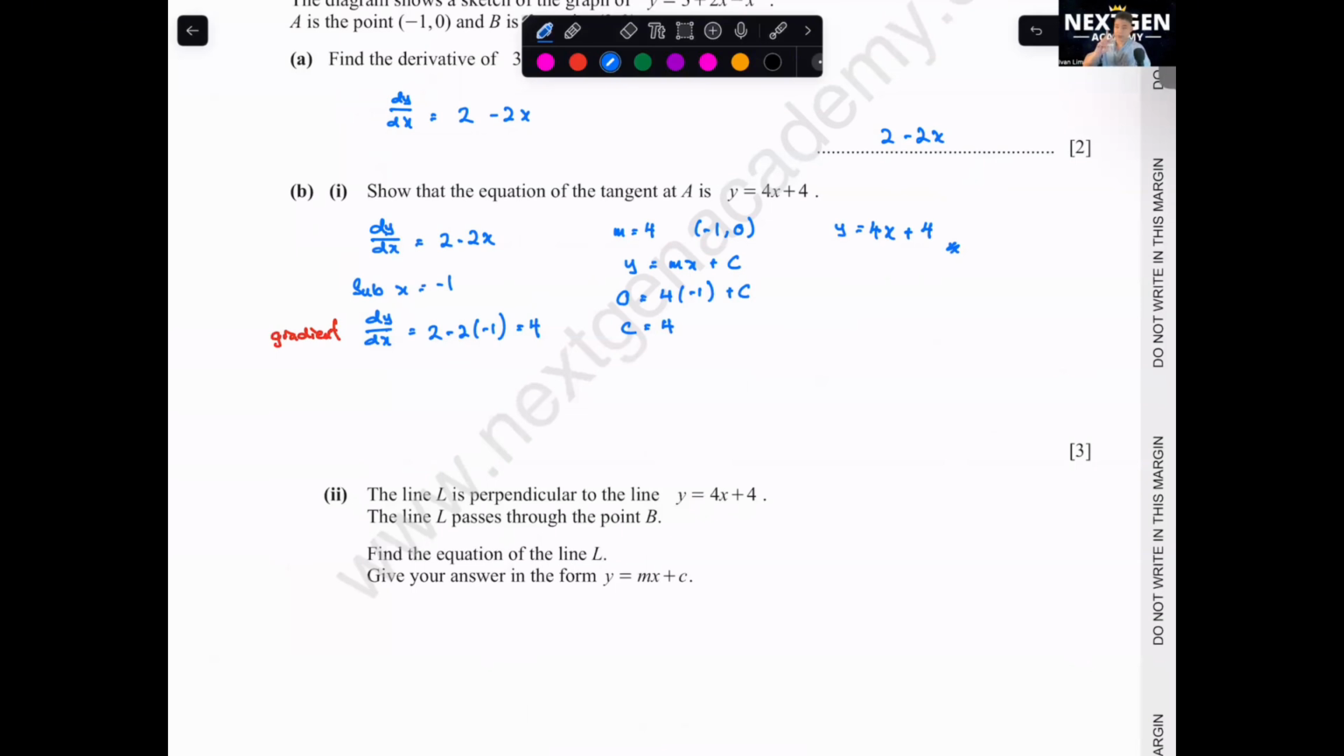Just remember two things: you need to find the gradient, and you need to find the y-intercept. Okay, question number 2. The line L is perpendicular to the line y equals 4x plus 4. The line L passes through the point B. Find the equation of the line L. Give your answer in the form y equals mx plus c. First thing, if it is perpendicular to this line, what is the gradient?